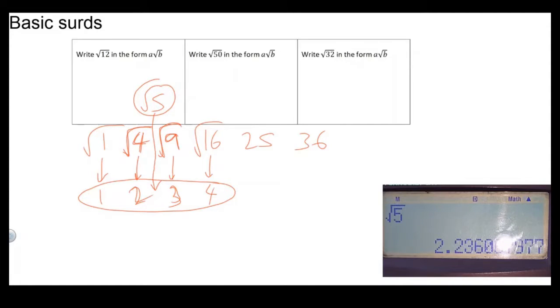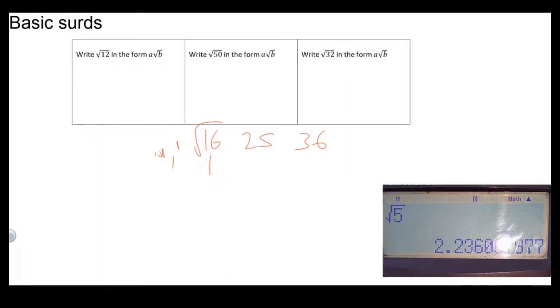Right, now we can answer the questions. Write square root of 12 in the form a root b. So we need to find the value of a and the value of b, both being whole numbers, no decimal numbers. So when you see a question like this, ask yourself the question, what two numbers multiply together to give you 12? And the first number that you think of has to be the biggest square number you can think of.